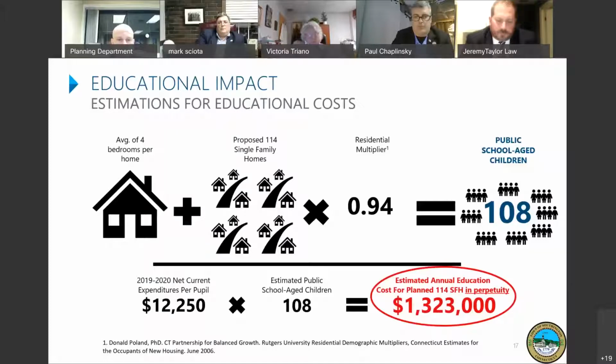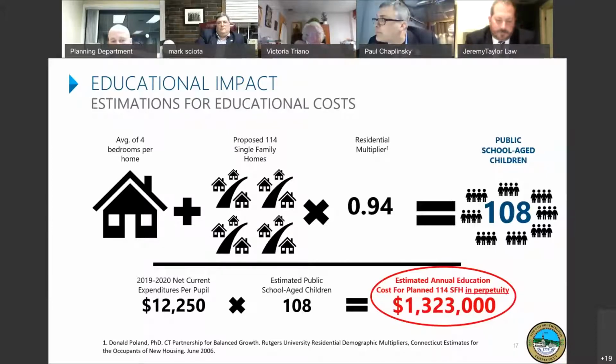by these developments. In our case here, we're looking at an average of 4 bedrooms per home. Some will be 3, some will be 5, but on average, it would work out to be 4 bedrooms. With the proposed 114 single-family home lots and the residential multiplier, calculated together, it should yield an expected, and it could be higher, it could be lower, but an expected 108 public school-aged children would be produced from this proposed development.